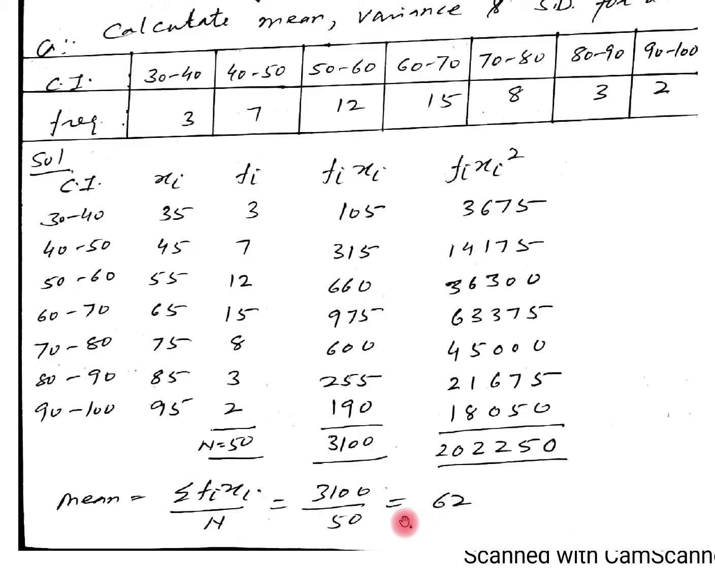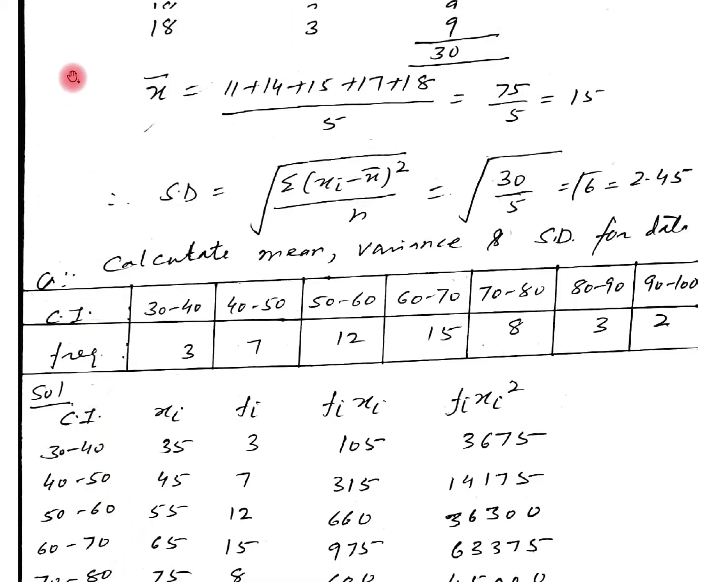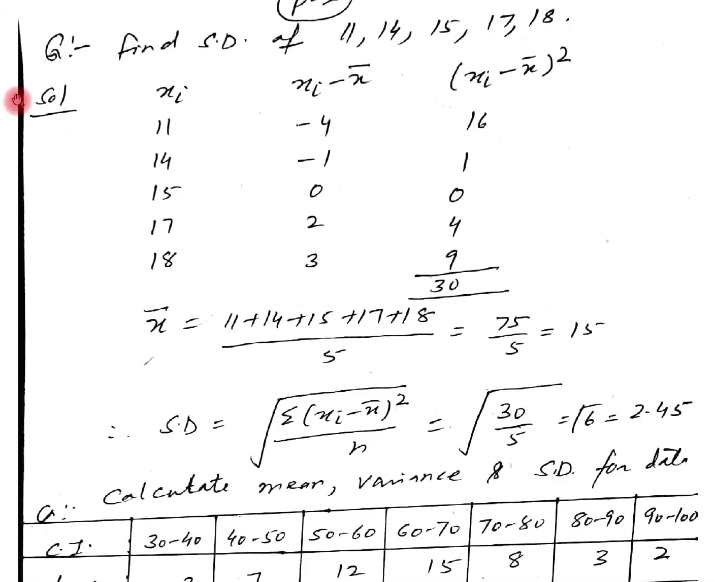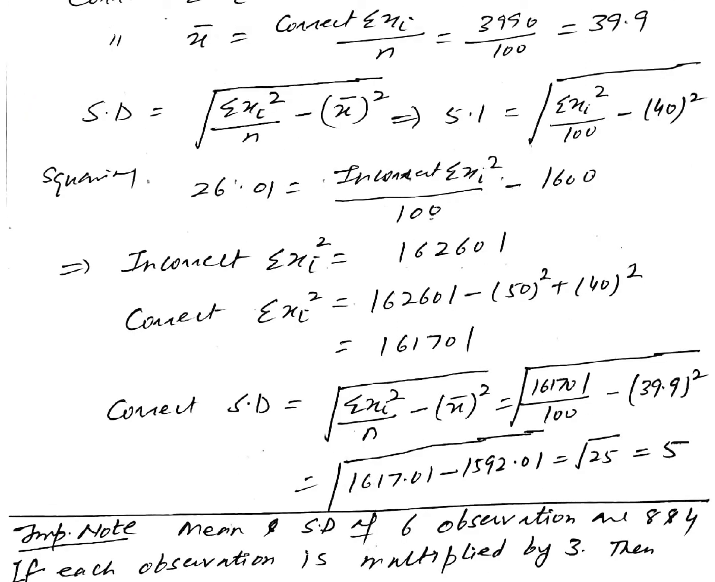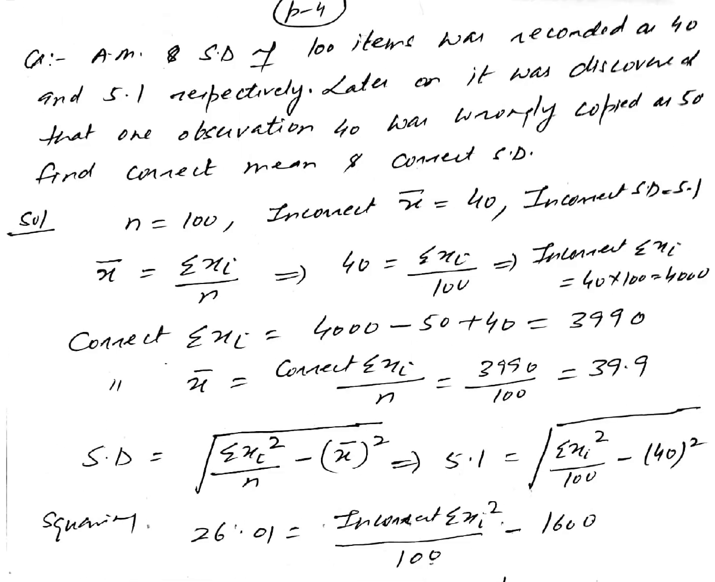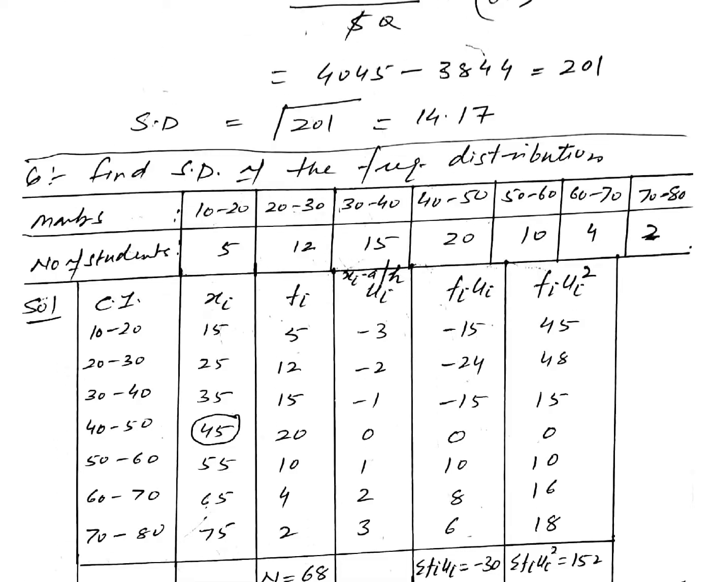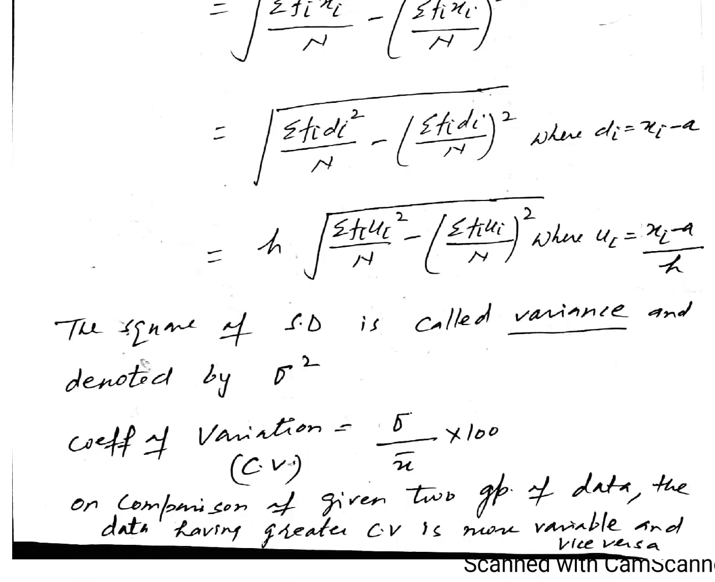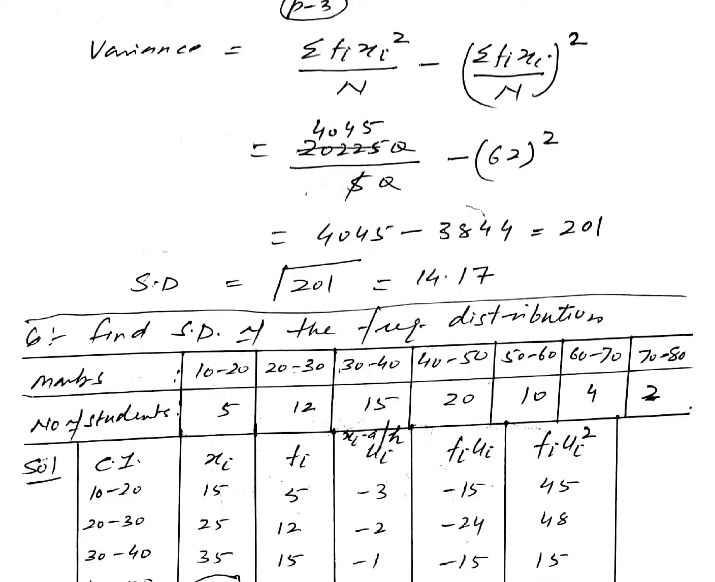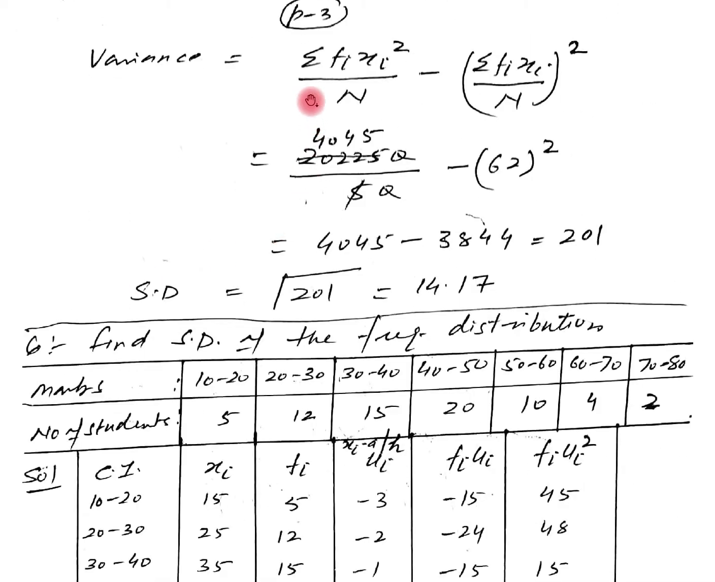Then second, we have to find the variance. Sorry, the pages are not arranged properly. Just let me arrange it and then see. Come to page 3 directly. Now here, page 3.